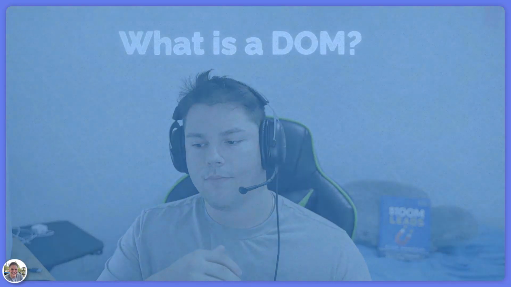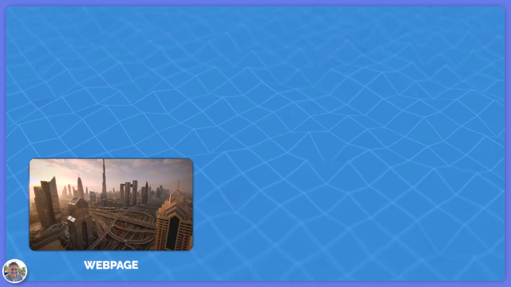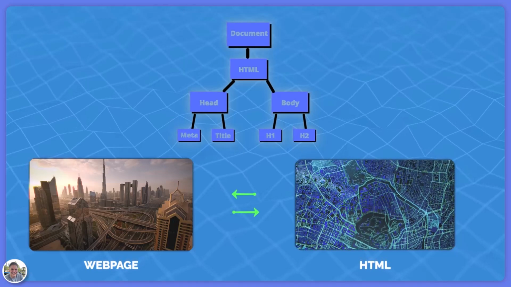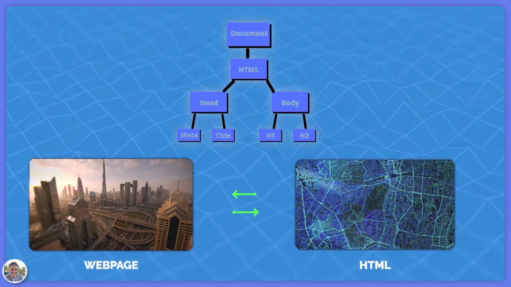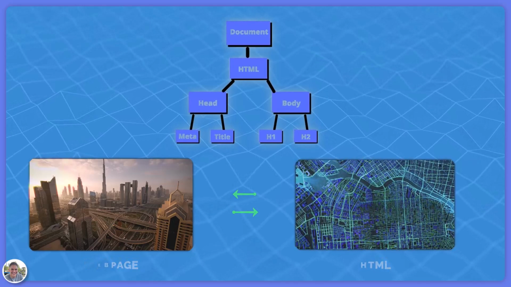What is the DOM? Imagine a city, which is basically our web page, built on a blueprint, which is basically our HTML. The DOM is like the interactive 3D model of the city that architects and builders use. It represents the page so scripts can change the document structure, style, and content all at once.